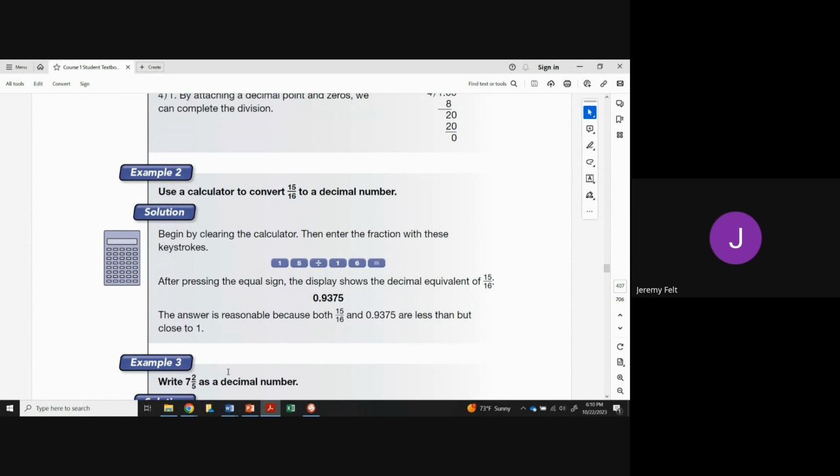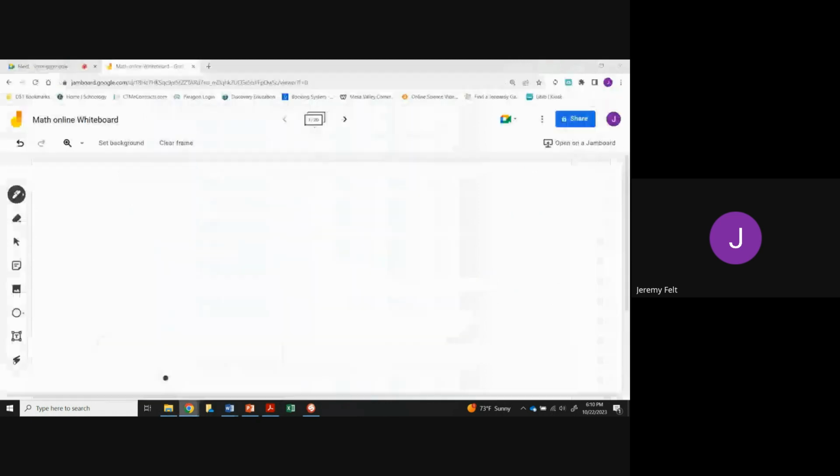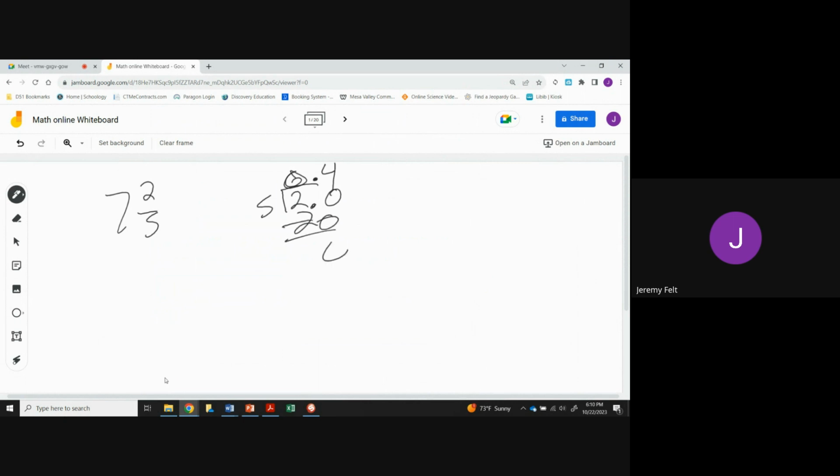7 2/5 as a decimal number. 2/5, well, 0, sorry. 5 does not go into 2. So we put a decimal and add places. 0. Now 5 does go into 20. 4 times 5 is 20. So that's why I don't have a remainder. So 7 and 2/5 becomes 7 and 4/10.